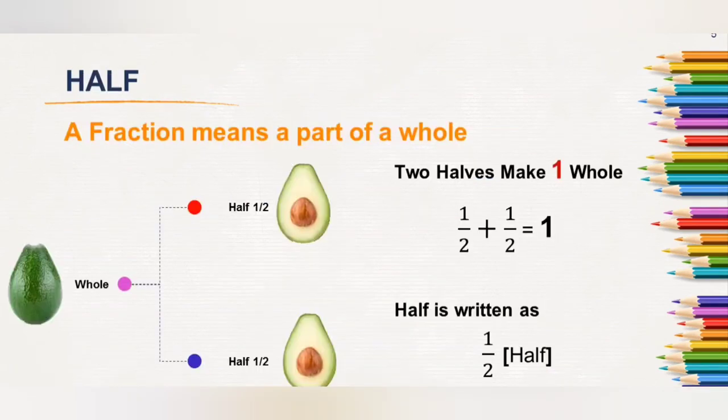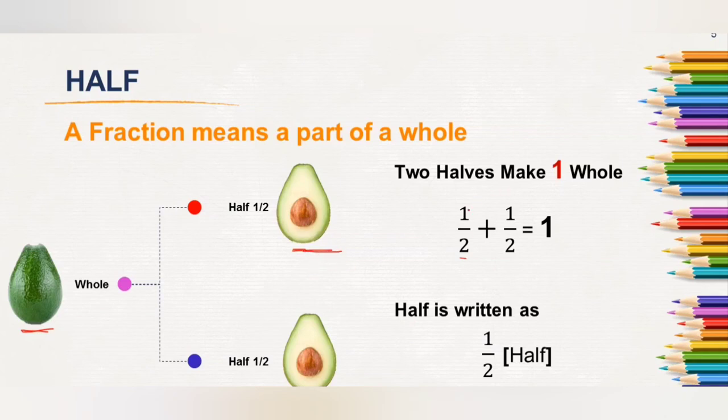When something is divided into 2 equal parts, like for example, 1 butterfruit is divided into 2 parts, then each part is called a half. When 2 halves are joined together, they become 1 whole. So this is half and this is half. When both are joined, this becomes 1 whole.